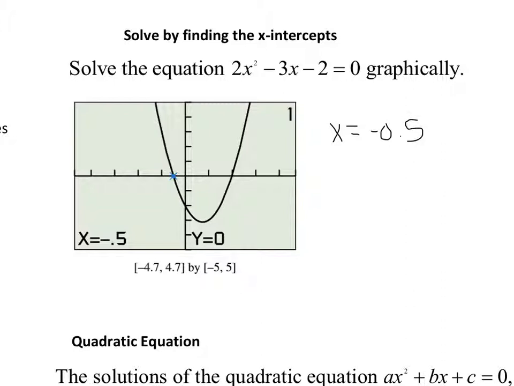The other solution, 2, comma 0. Okay? So you graph them, you find the x-intercepts, done. Moving on.